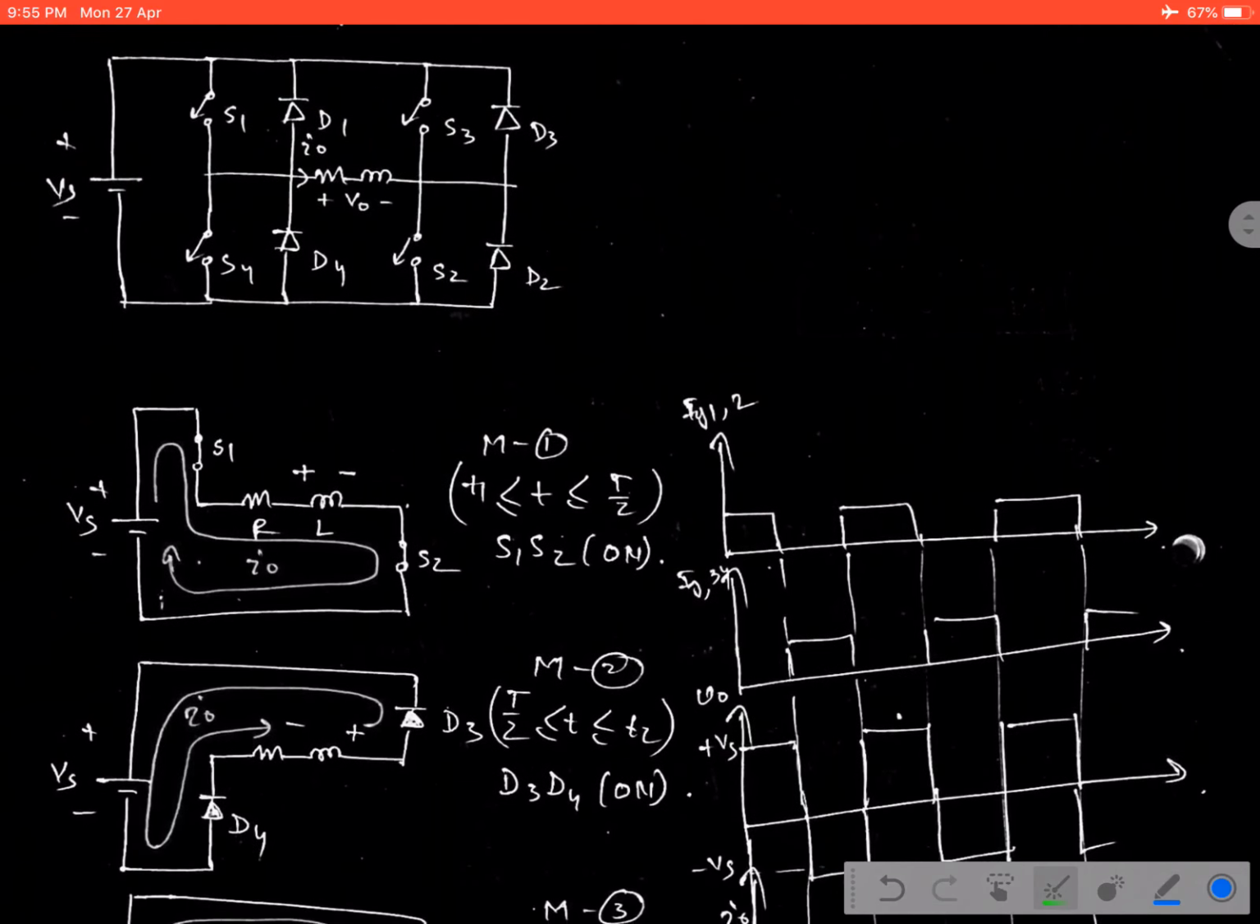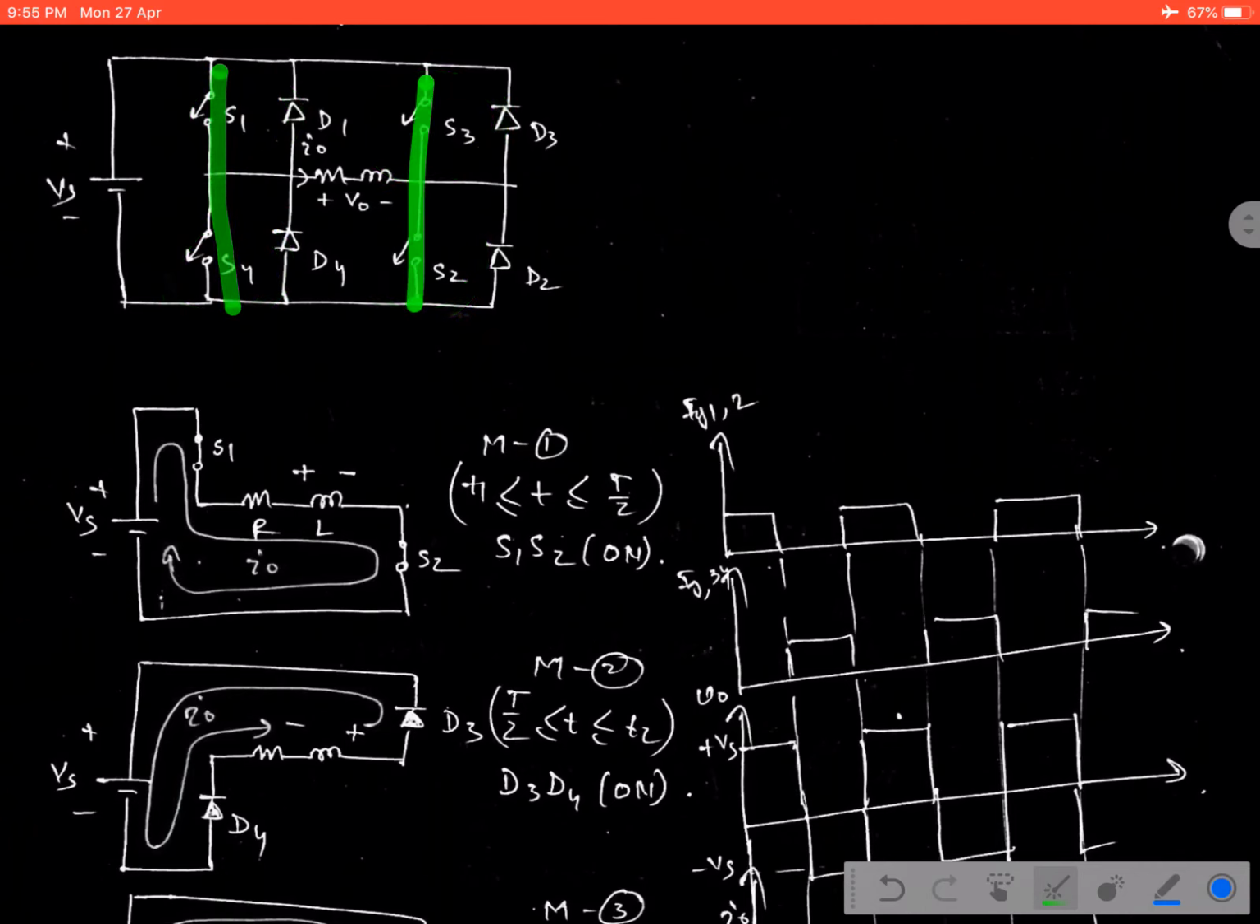So in this case, we have to be careful. The switches S1, S2 can be conducted at any instant, and for the next cycle S3, S4 will be conducted, but never try to give the triggering pulse across S1, S4 or S3 and S2, because it will give you a short circuit path.